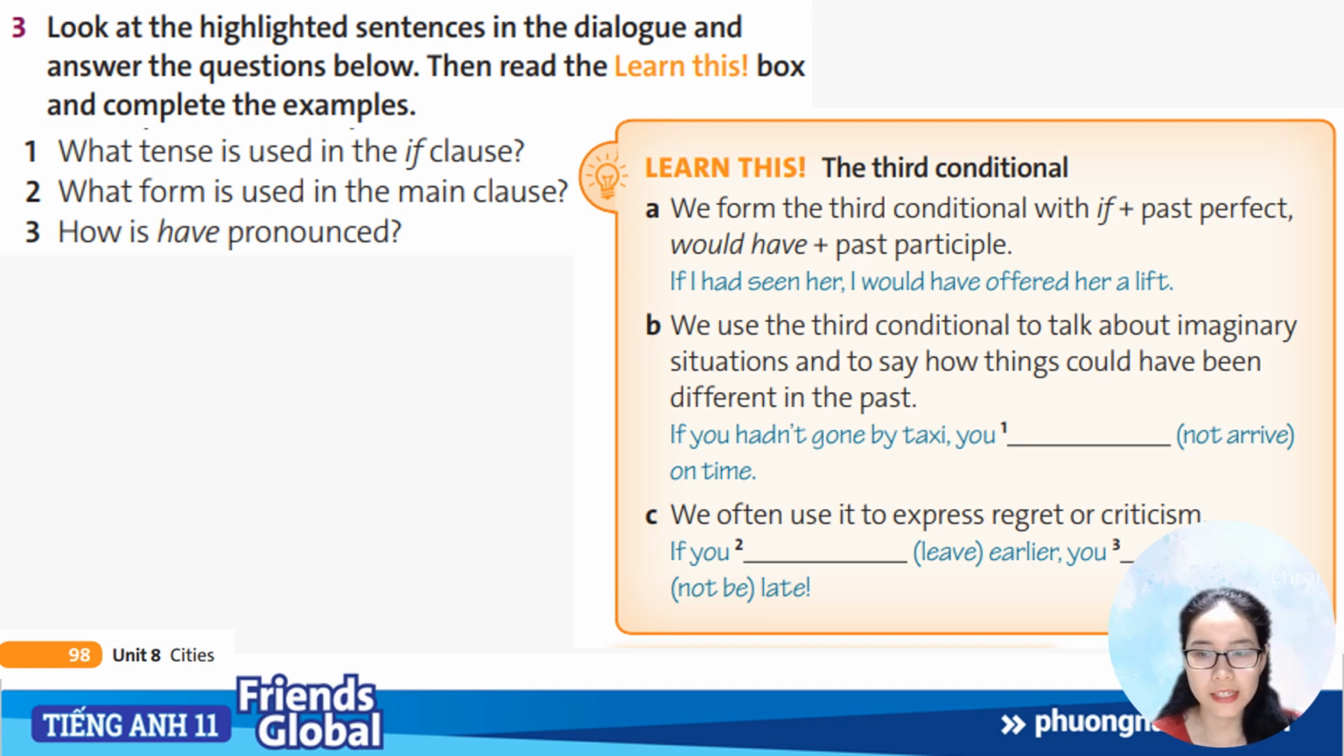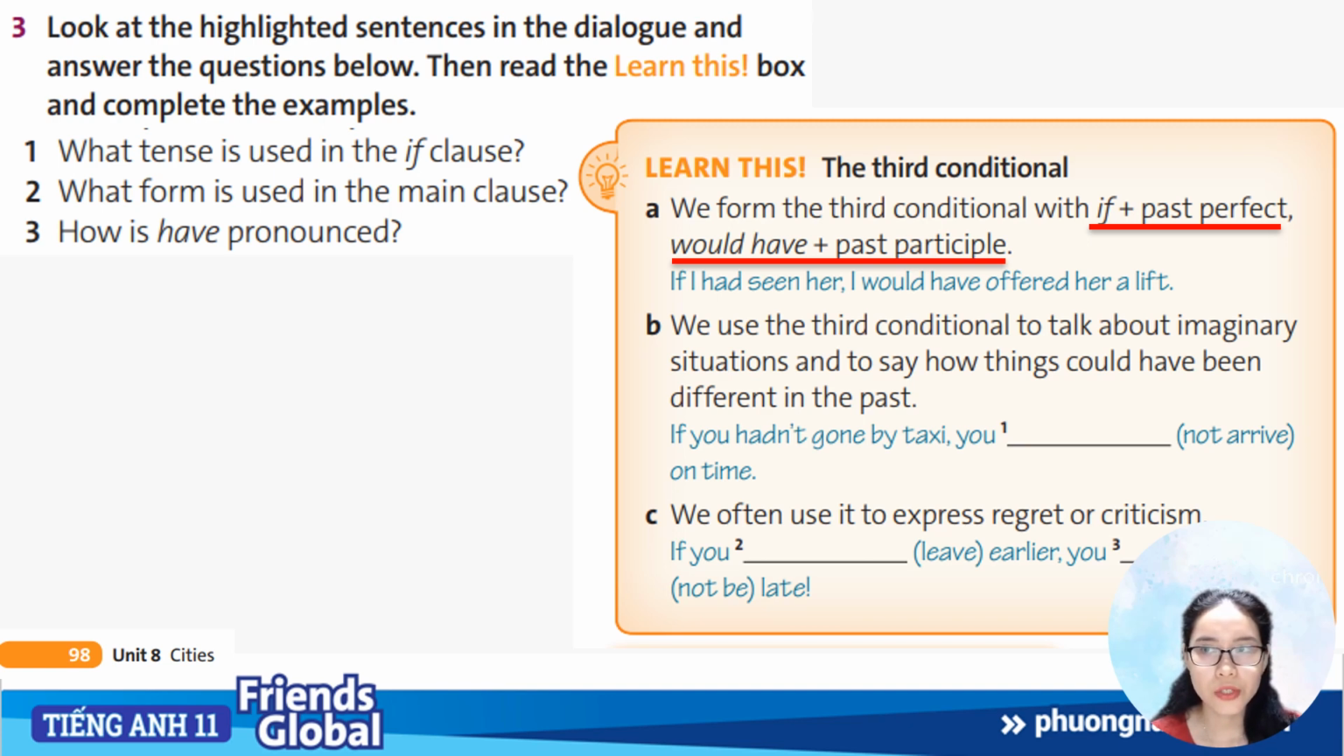So if you look at the sentences, the highlighted ones, you can see that we use if with past perfect, and then for the main clause we use would have and past participle. Như vậy nếu các em dựa vào những câu được highlight ở trên đoạn hội thoại, chúng ta sẽ thấy là câu điều kiện loại 3 được tạo bởi if đi cùng với quá khứ hoàn thành và sau đó chúng ta sẽ có would have và verb 3 ed. For example, if I had seen her, I would have offered her a lift.